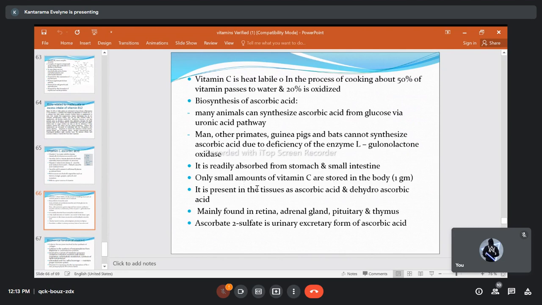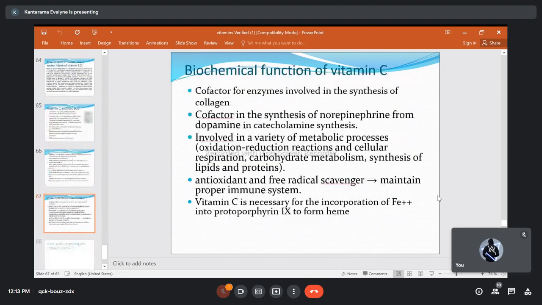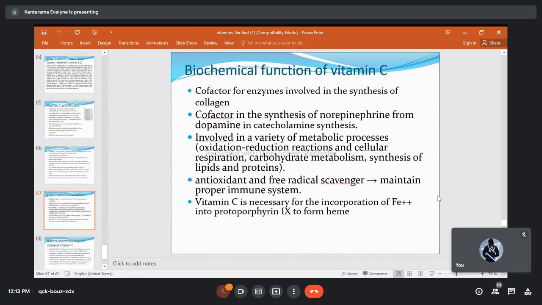It is present in the tissue as ascorbic acid and dehydroascorbic acid. It is mainly found in the retina, adrenal gland, pituitary, and thymus. Ascorbate 2-sulfate is a urinary excretory form of ascorbic acid. It is a cofactor for enzymes involved in the synthesis of collagen.